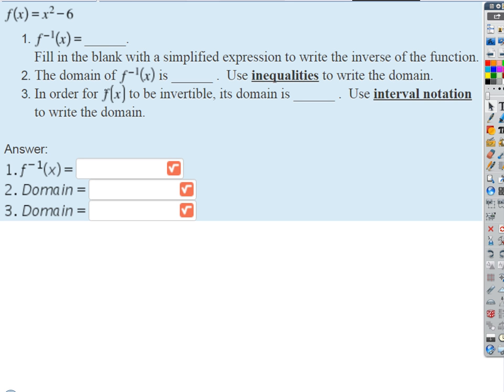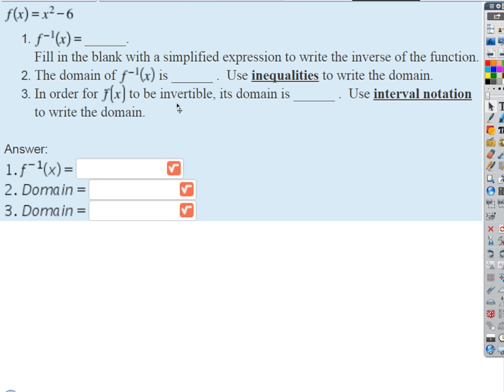All right, so what about this? It says fill in the blank with a simplified expression to write the inverse of the function. And then it wants the domain of the inverse function and then the domain of the original function so that it's invertible. Now what that means is invertible in math means take the inverse of both, right? We want to be able to set up the original function so that it has an inverse, right? Okay, we'll get to that stuff a little bit later. Let's just start at the start here.